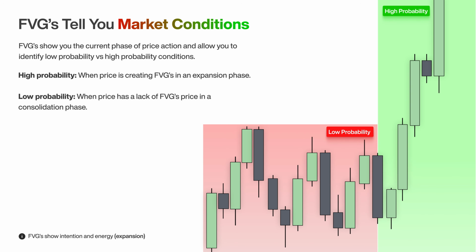Low probability price action is when price has a lack of fair value gaps. There's no intention from price. It's generally in a consolidation phase, trading back and forth, and it really doesn't want to do anything. It's not trendy, it's not expansive. It's just very much a consolidation. So now that we fundamentally understand fair value gaps, let's start to get into what inversion fair value gaps are and how they play together with the exact logic I've already shared with you.